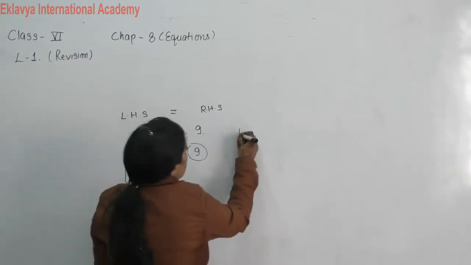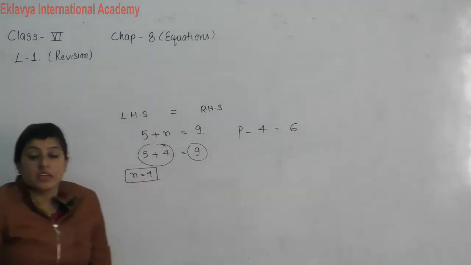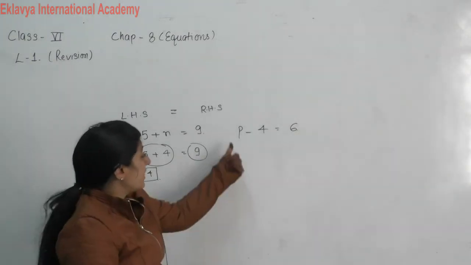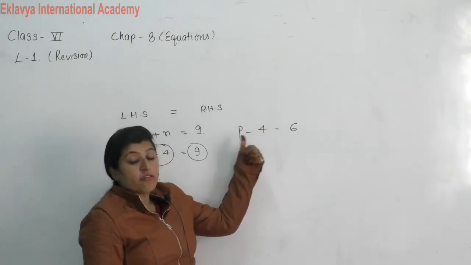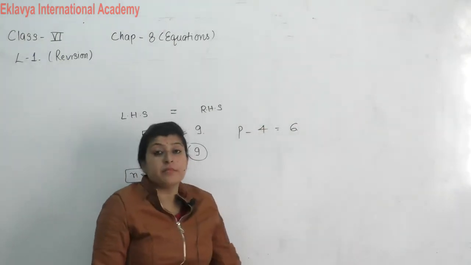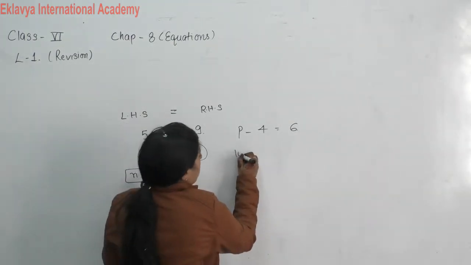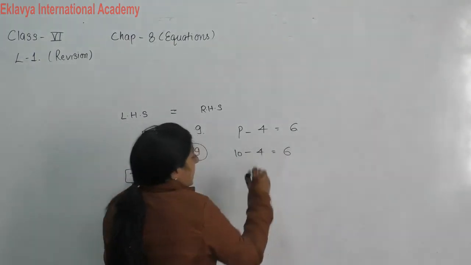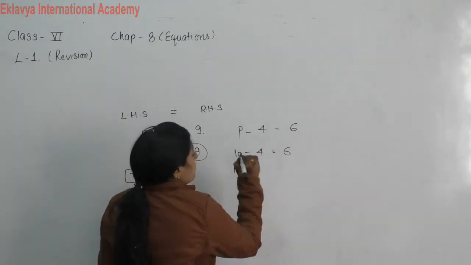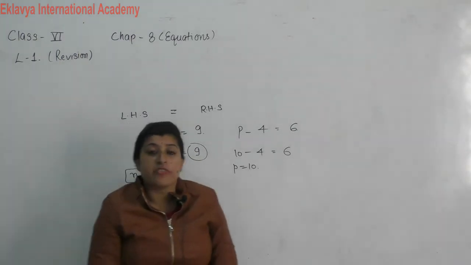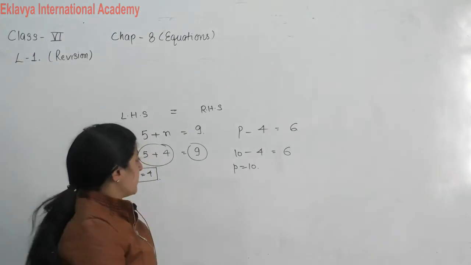More examples. P minus 4 is equal to 6. We will take the value of P such that when we subtract 4 from it, it becomes equal to 6. So we know 10 minus 4 is 6. It means P is equal to 10 is the solution of this equation, or we can say P is equal to 10 is the root of this equation.